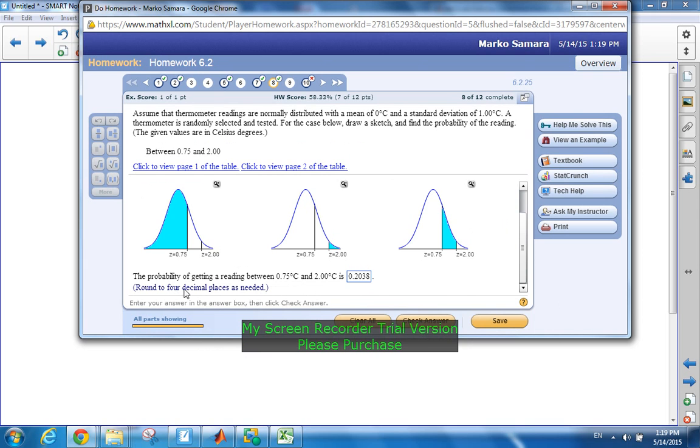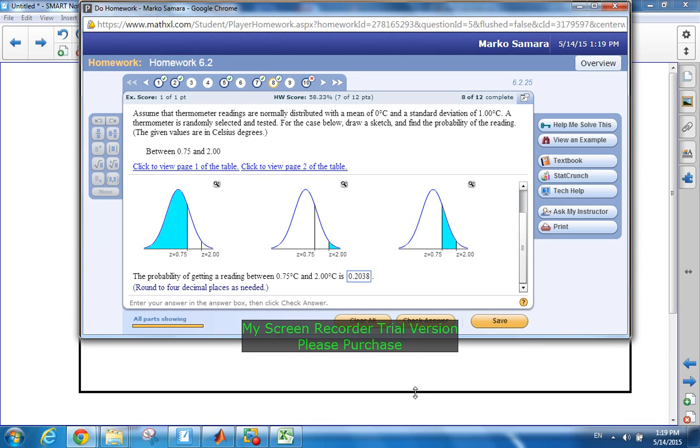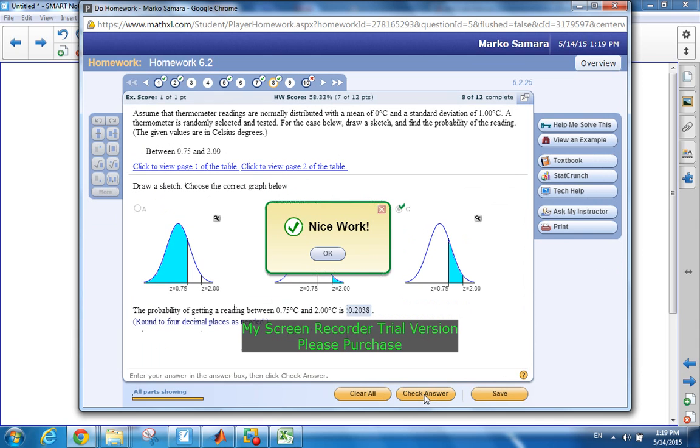It says round to the 4 decimal places, so here is 4 decimal places, so we can try and answer, and that's correct. Alternative way would be what?